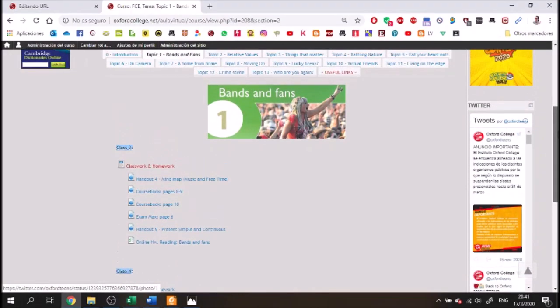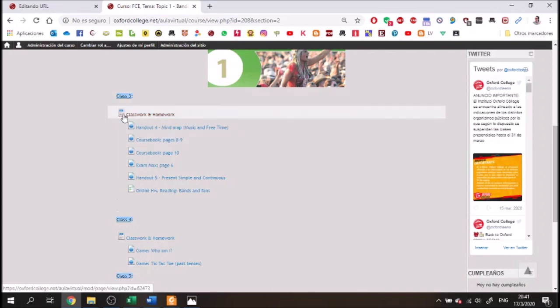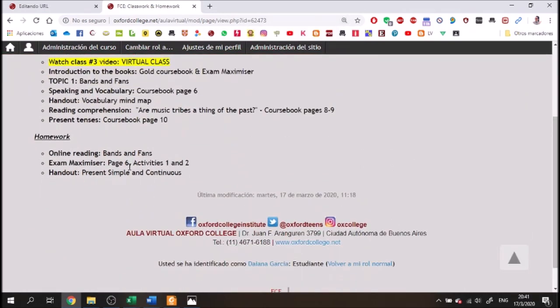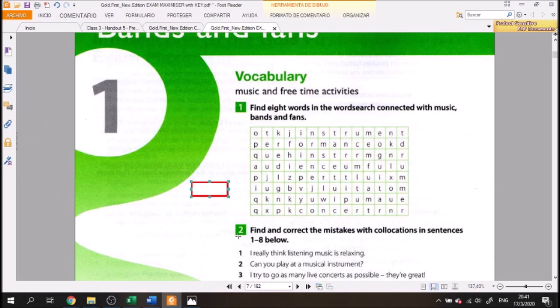Okay, if you remember, in class number 3, you also had to work on the exam maximizer book as well. Page number 6, activities 1 and 2. If you don't have the book, I uploaded that page so you could work on it. Remember, you can also stop by the institute and get your book here.